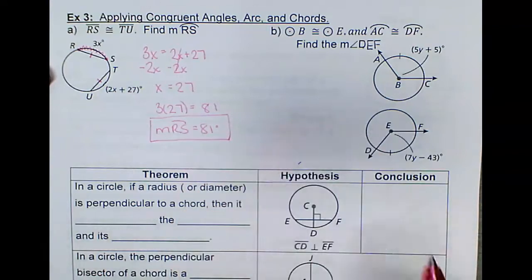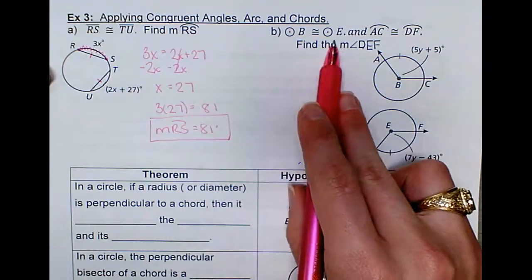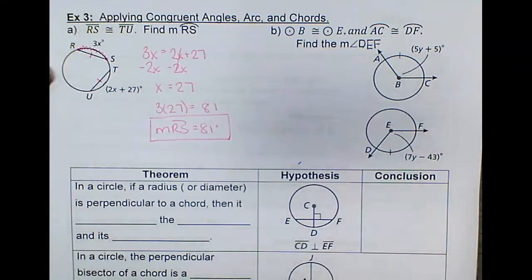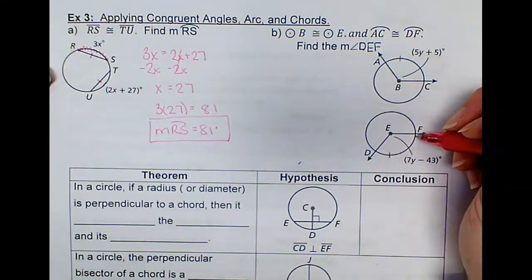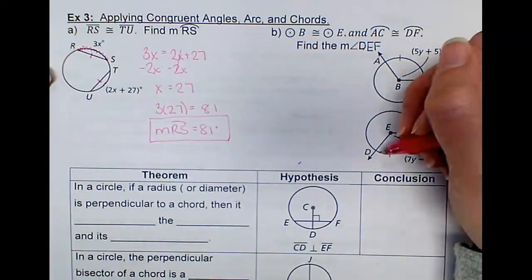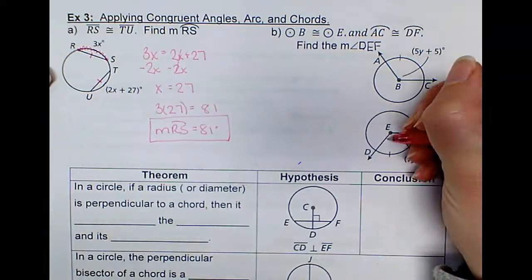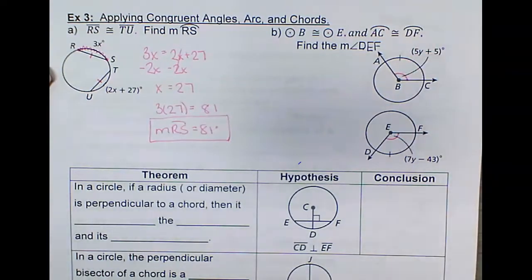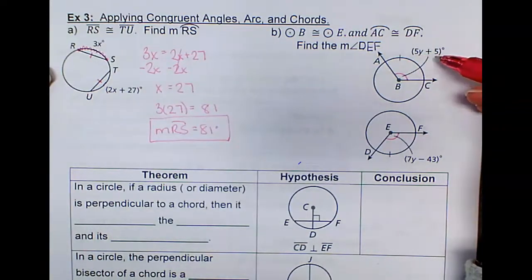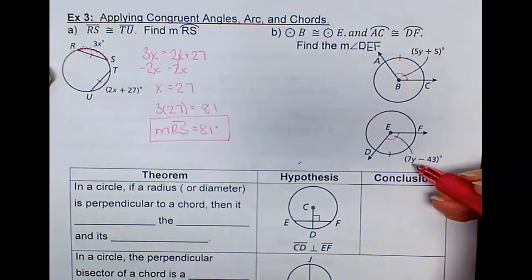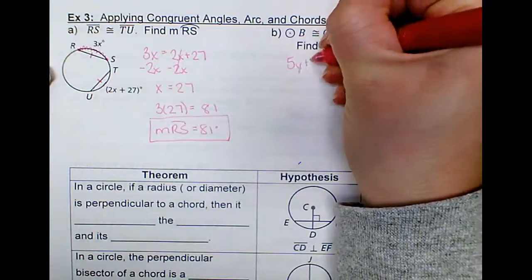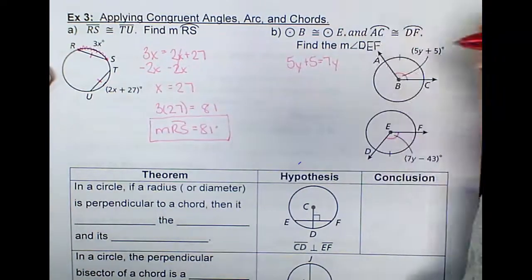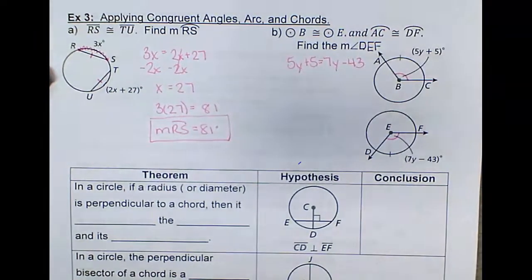In example 3b, it gives us the information that circles B and E are congruent to each other. It also tells us that arc AC and arc DF are also congruent. So we have a theorem that states that if we have circles that are congruent and arcs that are congruent in those circles, we can also claim that their central angles are congruent, which is nice because we have 5y plus 5 for one central angle measure and 7y minus 43 for the other central angle measure. So I can set those two equal to each other. And I can solve for y.